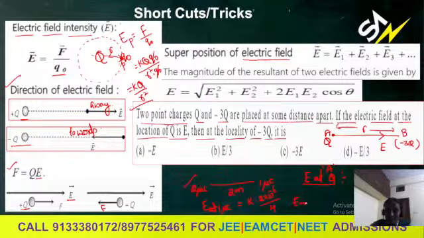Now they're asking E at B, nothing but at the location of minus 3Q, due to the positive charge. Let that be E dash. So the direction is away from the positive charge, because we are finding due to positive charge. Due to positive charge, the direction of the electric field is away from it. So it is away from A and towards B. It will be equal to K into Q by R square, along the AB direction.